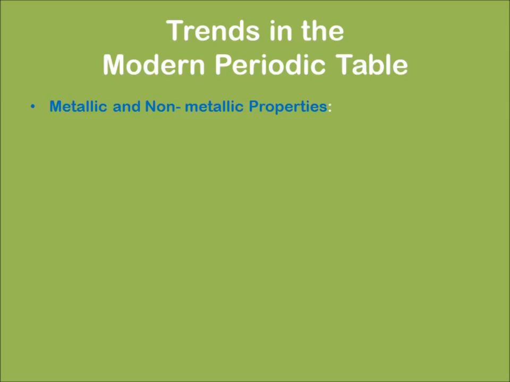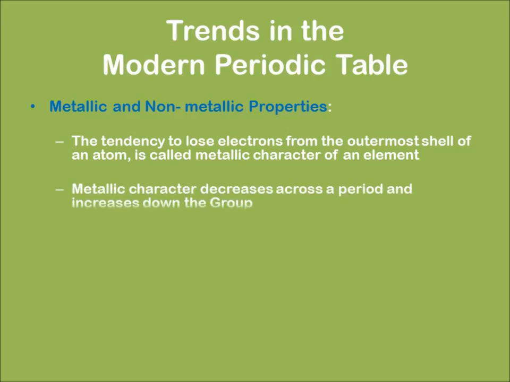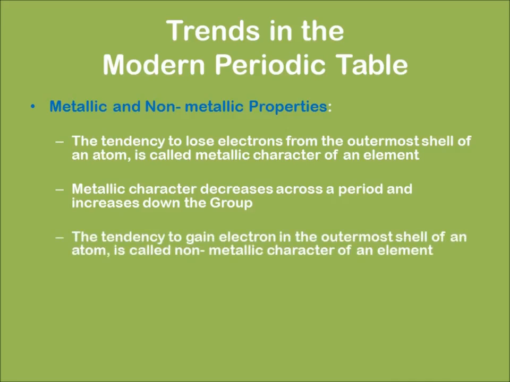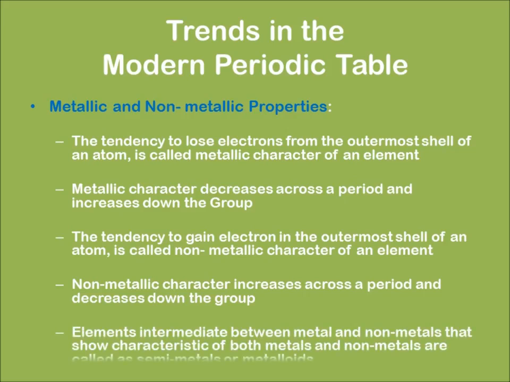The third one would be metallic and non-metallic properties. The tendency to lose electrons from the outermost shell of an atom is called the metallic character of an element. Metallic character decreases across a period and increases down the group. The tendency to gain electrons in the outermost shell of an atom is called the non-metallic character of an element. The non-metallic character increases across a period and decreases down the group, which is just opposite to the metallic character. Elements having intermediate properties of a metal and a non-metal are known as metalloids.